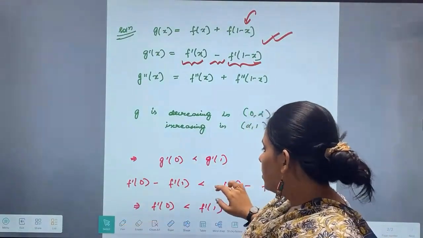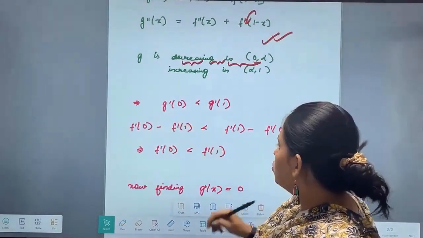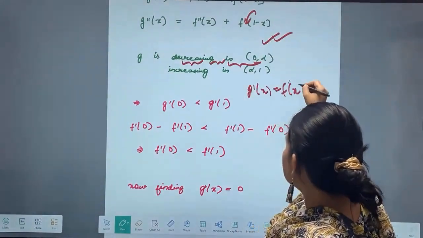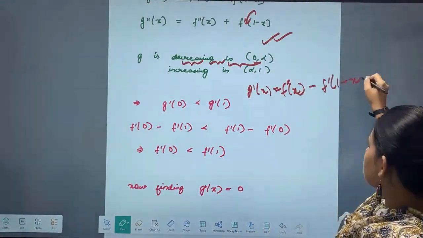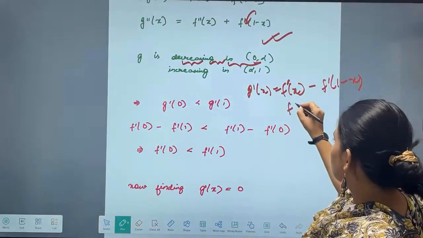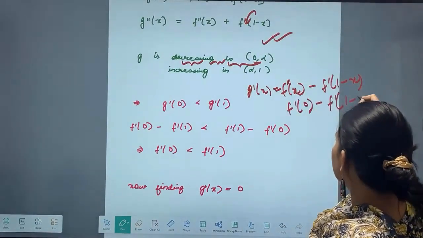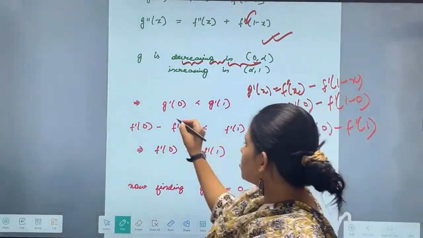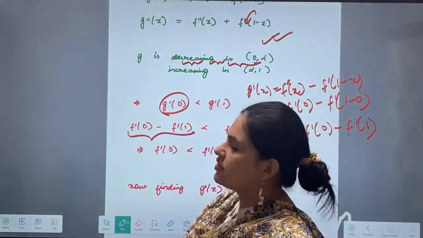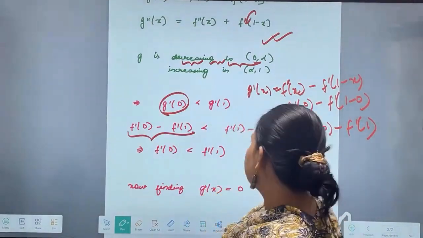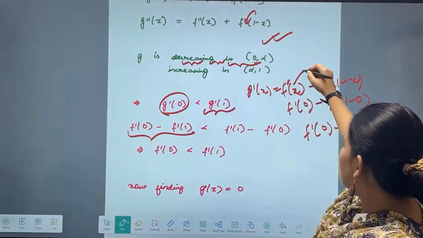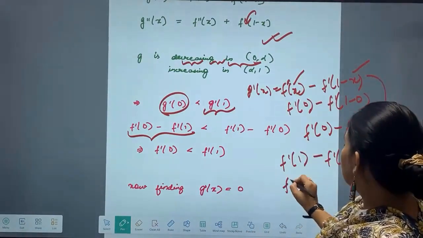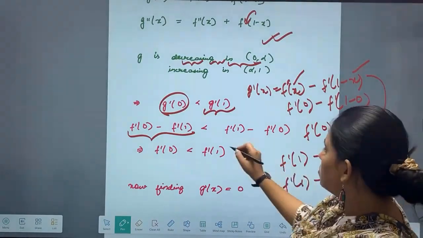Okay, tell me something again. Beta, what will g dash 0 be? g dash x was f dash x minus f dash (1 minus x). So if I put x as 0, what will come? f dash 0 minus f dash (1 minus 0). So f dash 0 minus f dash 1. So g dash 0 will be f dash 0 minus f dash 1. In the same way, what will g dash 1 be? Instead of x put 1 here, what will you get? You will get f dash 1 minus f dash (1 minus 1), f dash 1 minus f dash 0. This is what you will get.